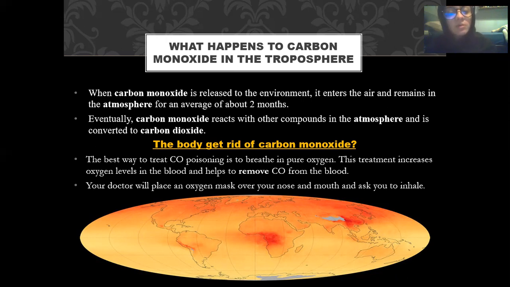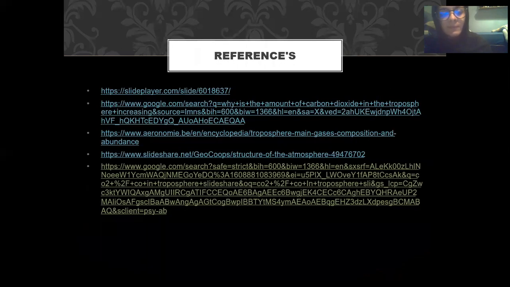What happens in our body when there is too much carbon monoxide? The best way to treat carbon monoxide poisoning is to breathe in pure oxygen. This treatment increases the oxygen level in the blood and helps to remove the carbon monoxide from the blood. Your doctor will place an oxygen mask over your nose and mouth to inhale. This is the treatment when you ingest too much carbon monoxide. It is really dangerous for our health.